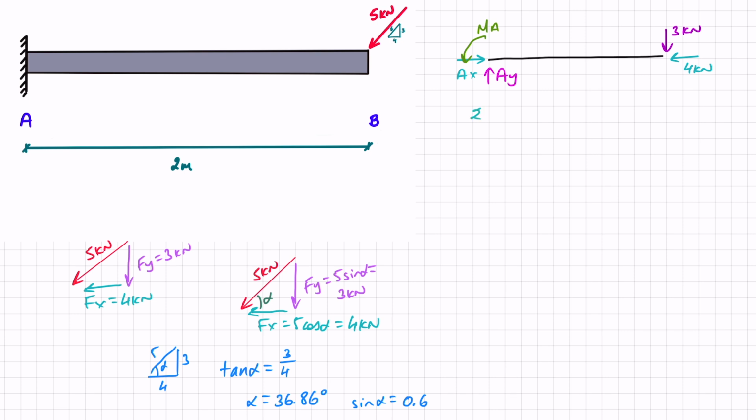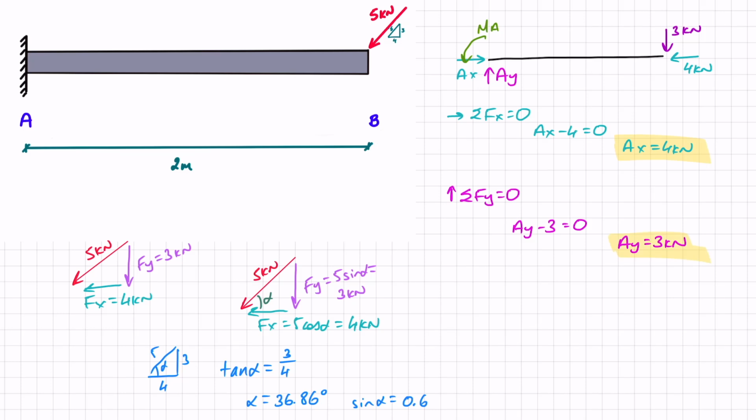I'm going to start with sum of forces in the x direction equals 0, with this being my positive direction. So I've got AX, and then I've got minus 4 equals 0, so AX equals 4 kilonewtons. Moving on to solve the sum of forces in the y direction equals 0, with this being my positive direction, I've got AY minus 3 equals 0, so AY equals 3 kilonewtons.